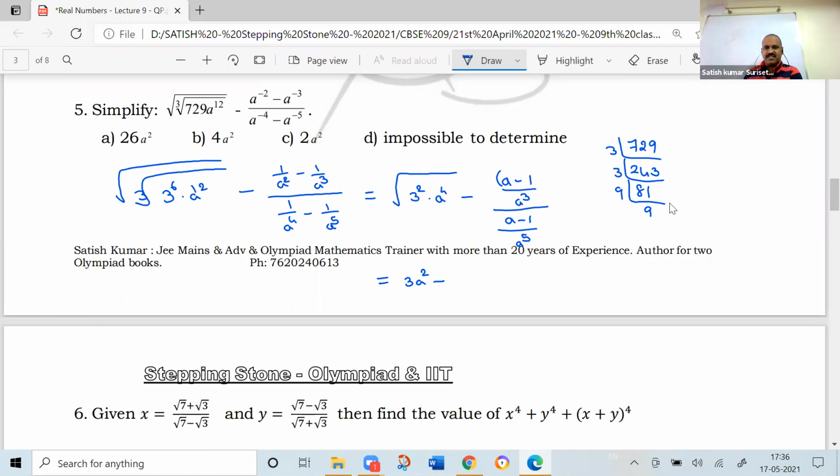So a minus 1 gets cancelled, and here a cube also gets cancelled. So remaining is a square. So 3a square minus a square, which is 2a square. So which option is it? C.